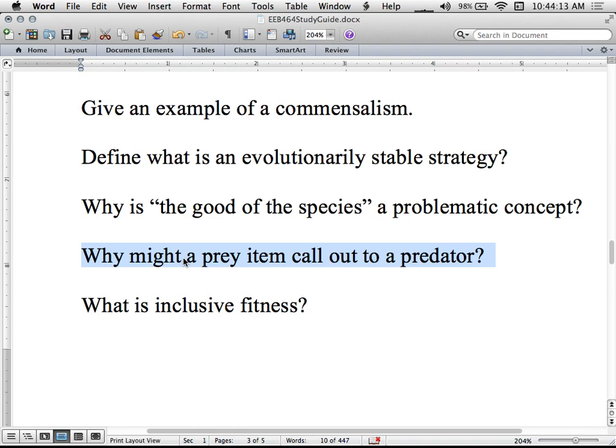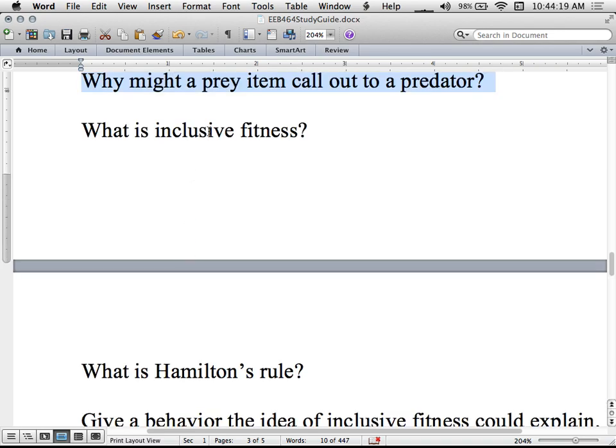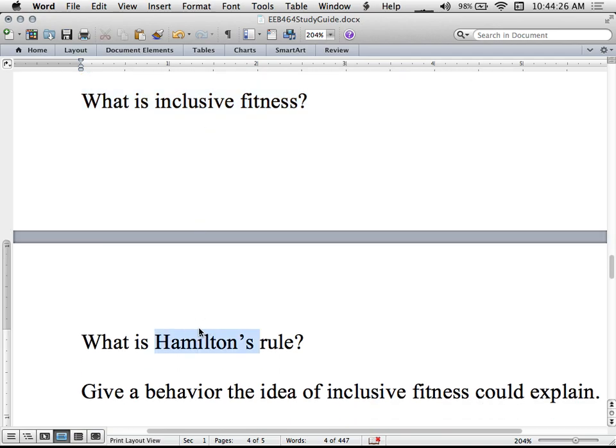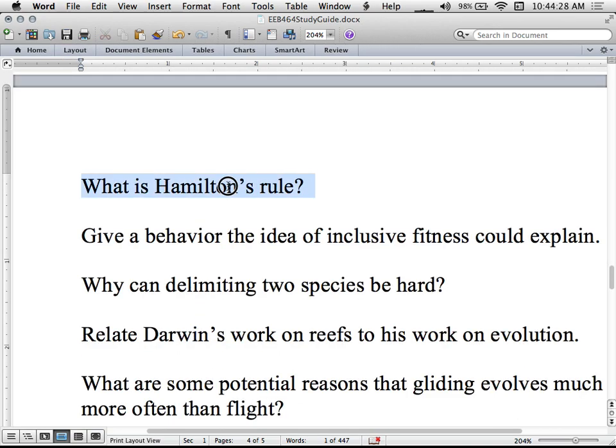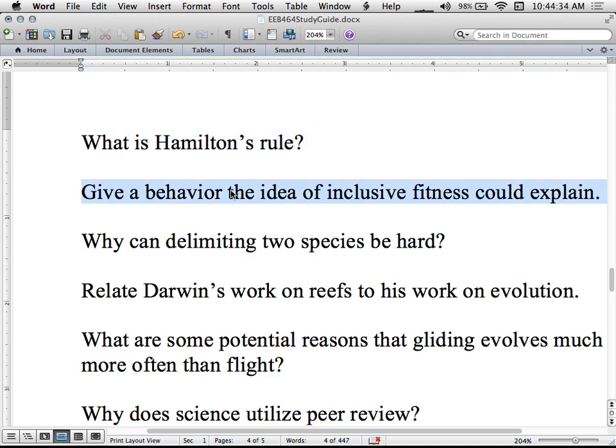Why might a prey item call out to a predator? So think about like the squirrels with cats. What is inclusive fitness? What is Hamilton's rule? Okay, so again, just look it up. Example of behavior that inclusive fitness could explain that individual fitness might not.